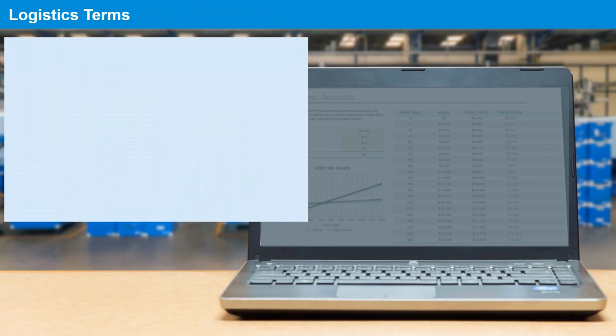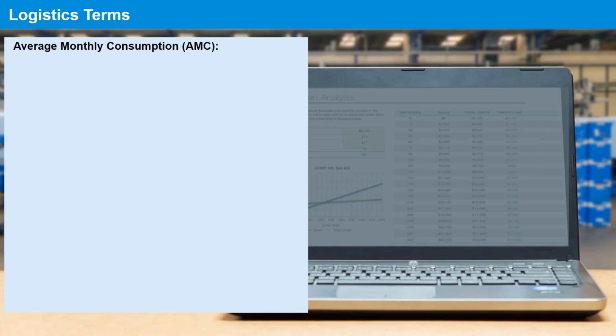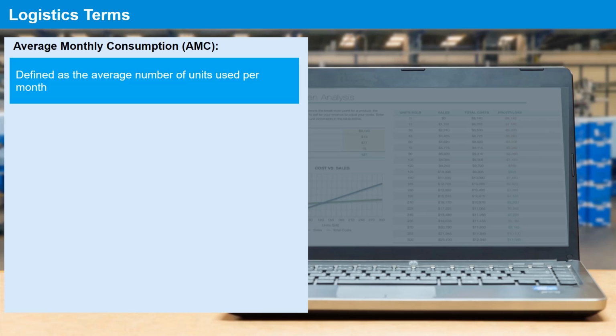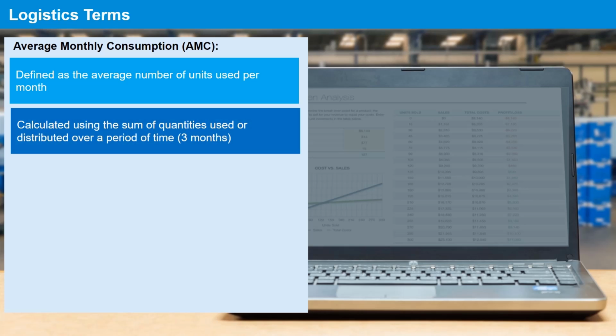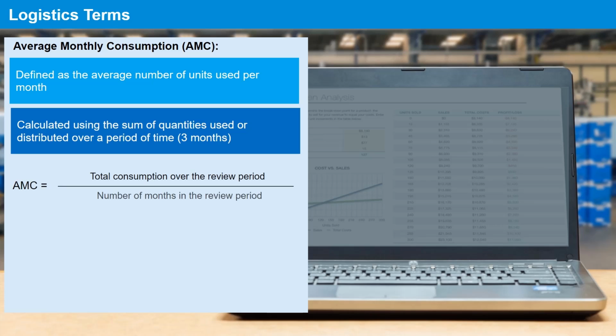Let's now learn about some useful terms in logistics management. AMC is defined as the average number of units used per month. Average monthly consumption, or AMC, can be calculated using the sum of quantities used or distributed over a period of time, normally 3 months. The average monthly consumption equals total consumption over the review period divided by the number of months in the review period.